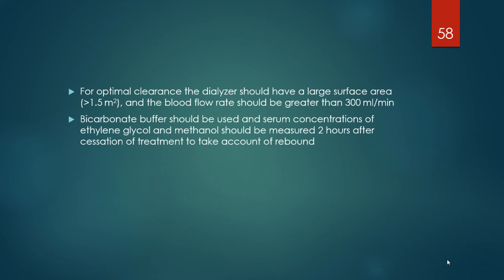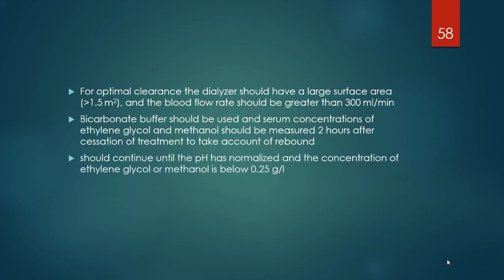Bicarbonate buffers should be used, and serum concentration of ethylene glycol and methanol should be measured 2 hours after cessation of the treatment to take into account again the rebound. We continue with the treatment until the pH has normalized and the concentration of ethylene glycol or the methanol again below 0.25.